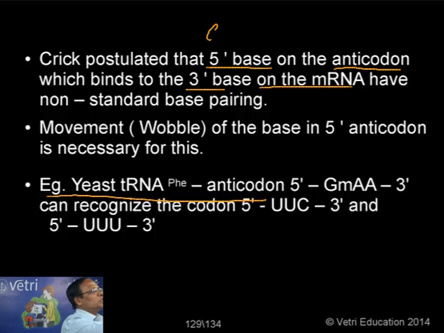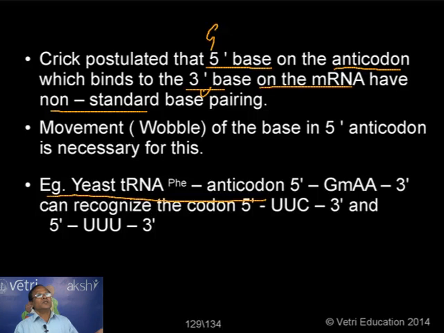Suppose here we have G. It forms a pair with C only, but in some cases also forms a pair with U. So the base at the 5' end of the anticodon can pair with the base at the 3' end of the codon of mRNA in a different manner, non-standard or non-Watson-Crick. This is entirely different from a normal base pair.